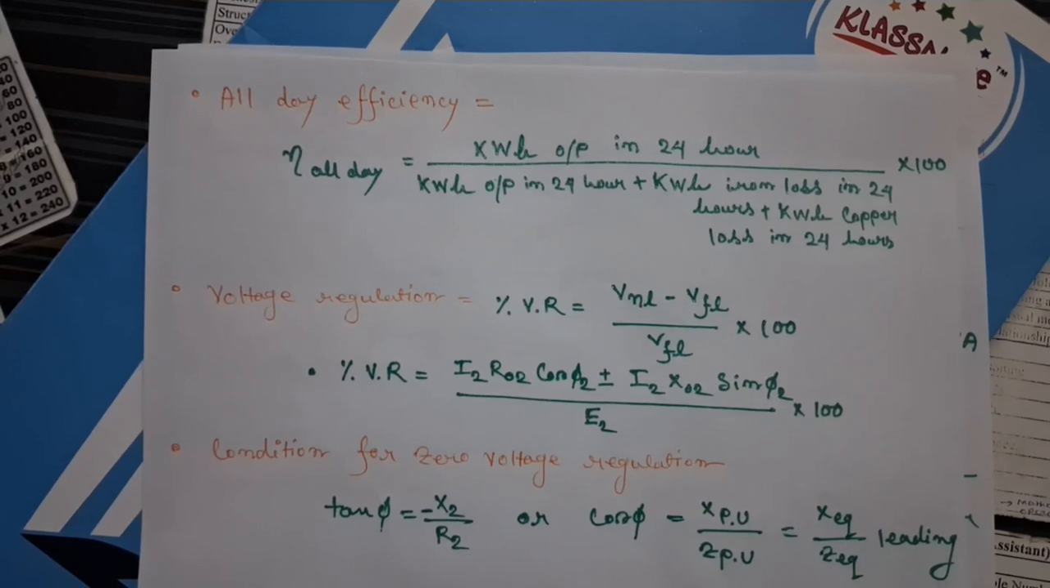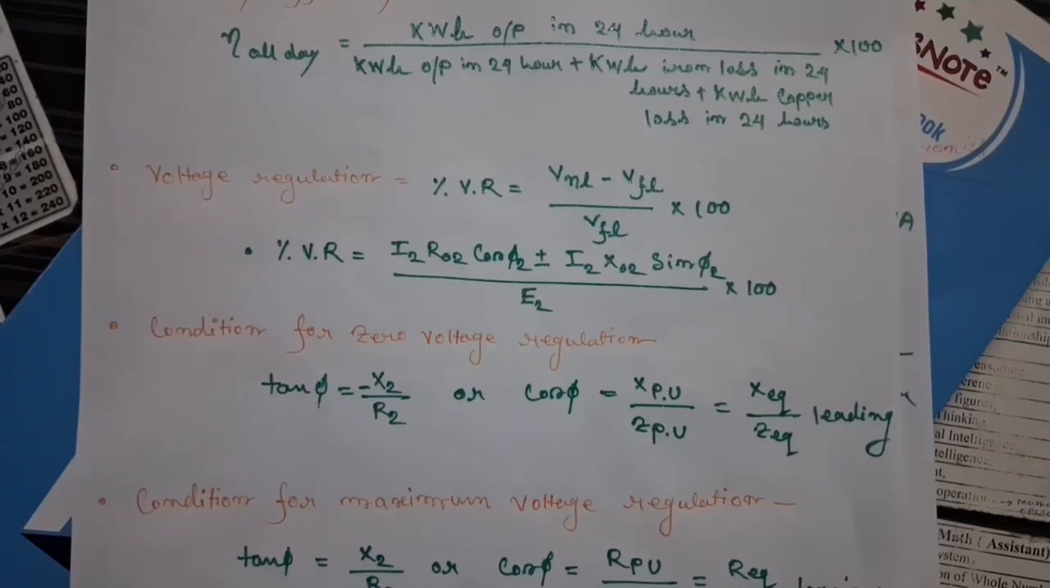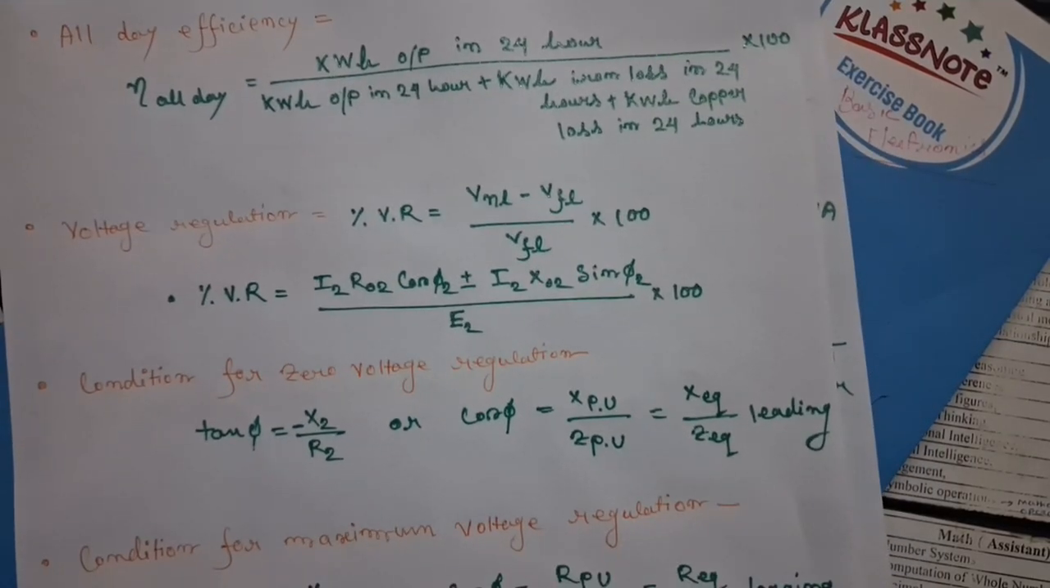Then you have to remember the condition for zero voltage regulation. For zero voltage regulation, tan phi is equal to minus x2 by r2. Here x2 is secondary inductance, r2 is secondary resistance, or cos phi is equal to x pu by z pu, equal to x eq divided by z eq, leading. Here x pu is per unit inductance and z pu is per unit impedance. X eq is equivalent inductance and Z eq is equivalent impedance.